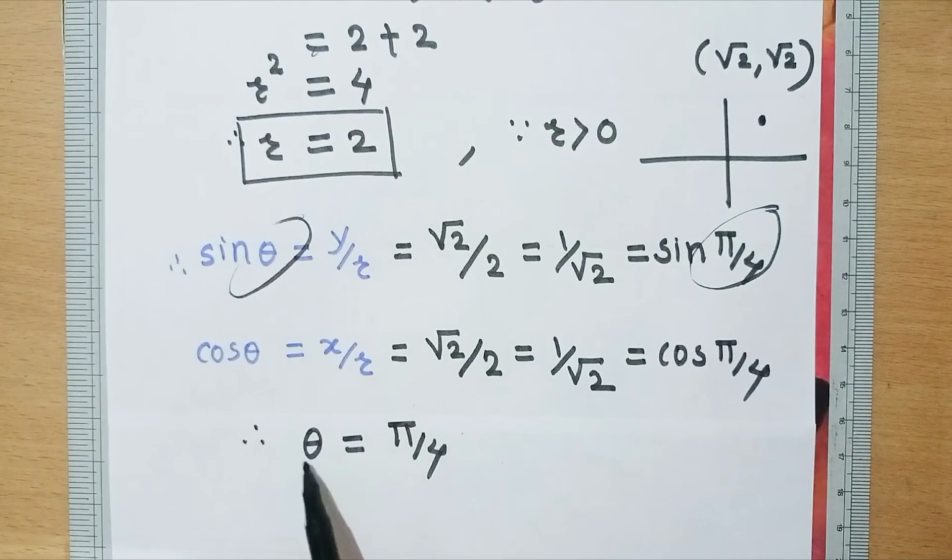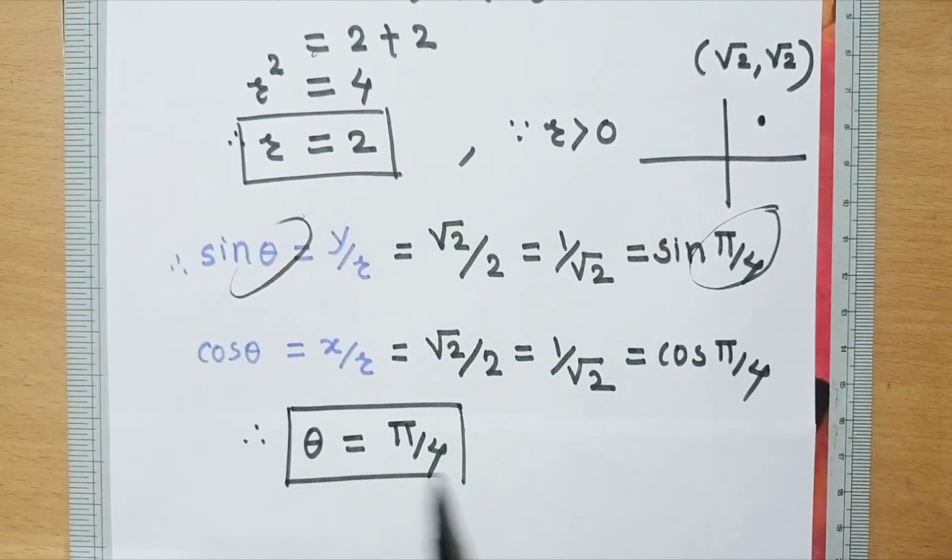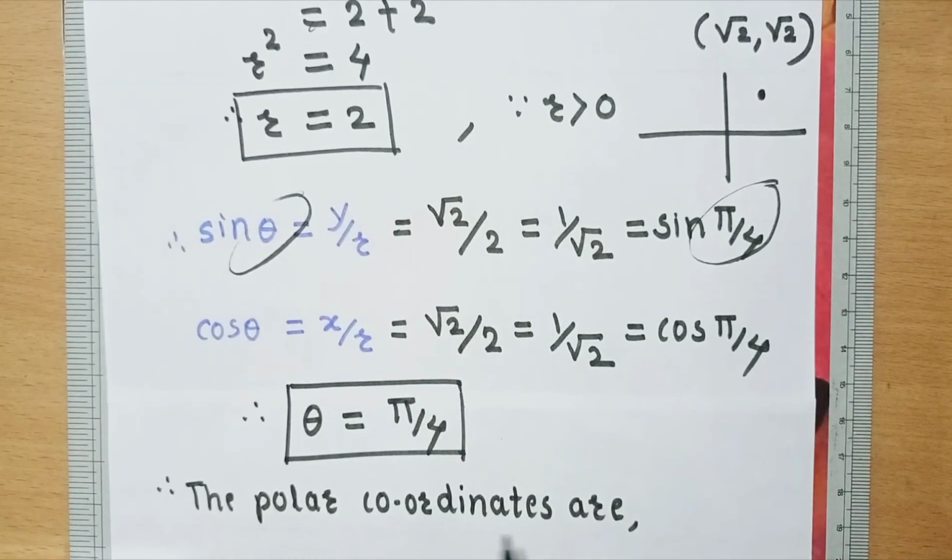So check again, r is equal to 2 and theta is equal to pi by 4. So write down the last statement. Therefore the polar coordinates are, first write down the value of r, which is 2, and then write down theta, which is pi by 4.